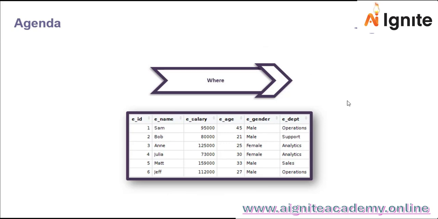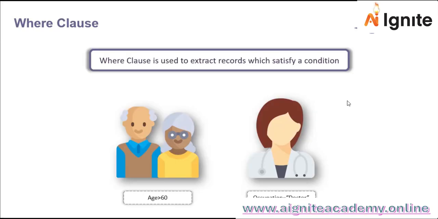In this session, we'll be working with the where clause to filter records. So the where clause is used to extract only those records that fulfill a specified condition. For example, we'd want to extract those records where the age of the person is more than 60, or filter out those records where the occupation of the person is doctor.